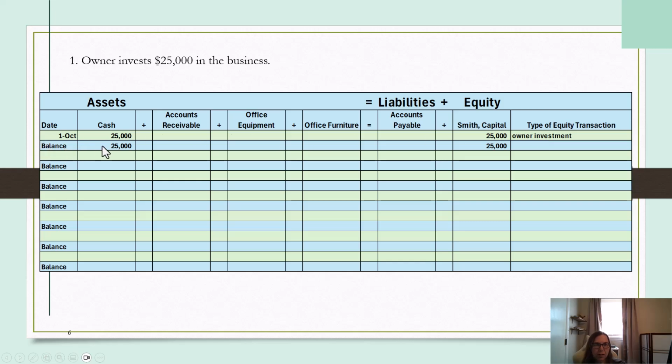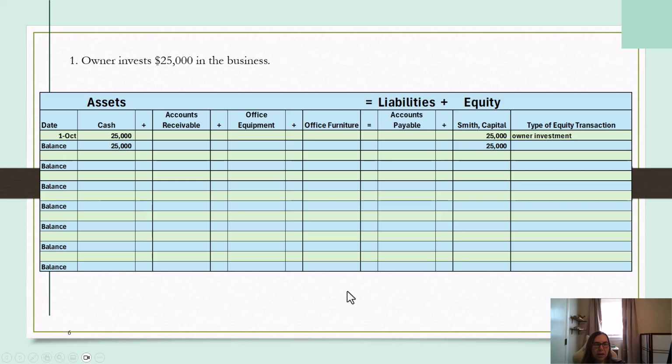And then the blue balance line is going to show the balance after that transaction. So at this point, we just have $25,000 being added to cash and $25,000 being added to the owner's capital account. And the equation does balance out. It does equal because you've got $25,000 on the asset side, 0 liabilities at this point, and $25,000 on the equity side. Both sides of the equation equal $25,000.